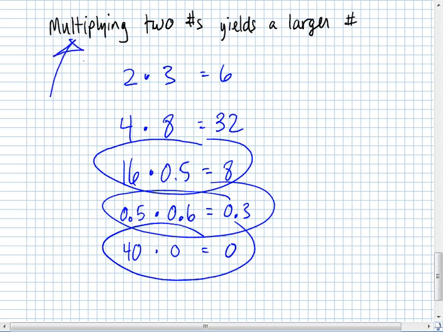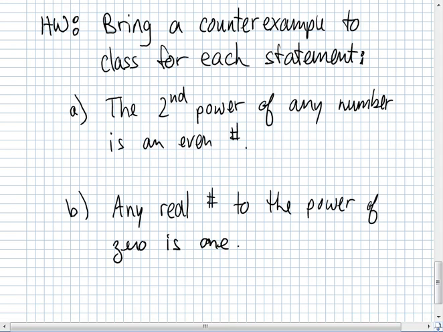So a statement can only be considered generally true if it works all the time, but obviously counterexamples would go ahead and prove otherwise. So what I'd like you to do is to answer these two questions by bringing in a counterexample to each of those statements. The first one is: the second power of any number is an even number. So something squared will always be even.